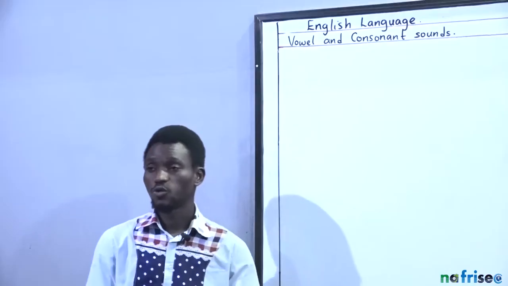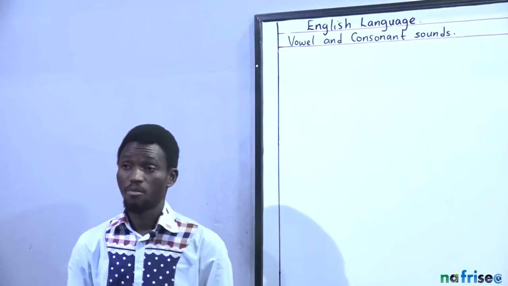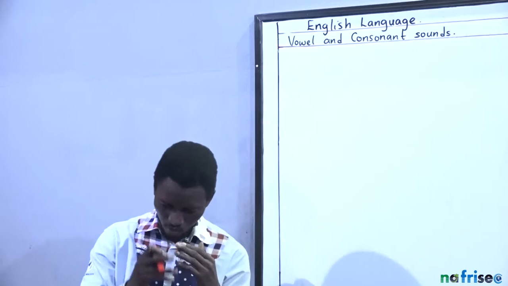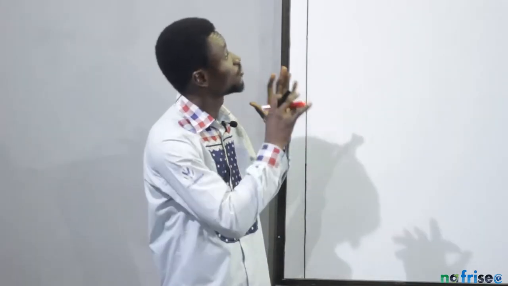Welcome to English class. Today we'll be looking at vowel and consonant sounds. Already we know that we've got 26 letters of the alphabet, but once they come together or stay in various positions in a particular word or in various words, they produce several sounds, making us have 44 sounds created by the 26 letters of the alphabet.